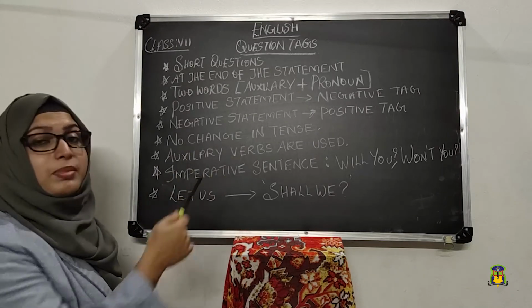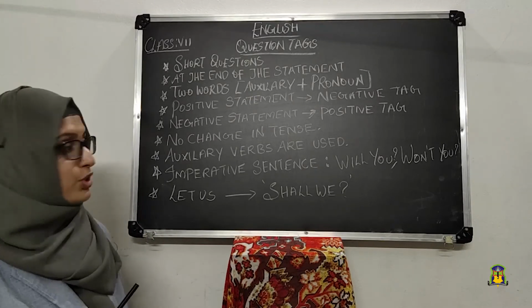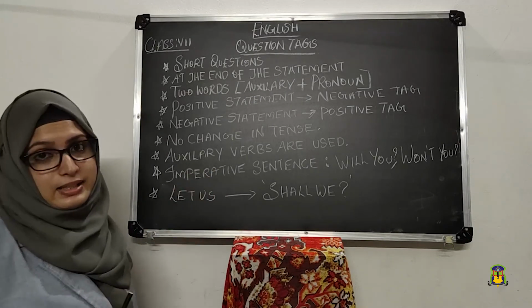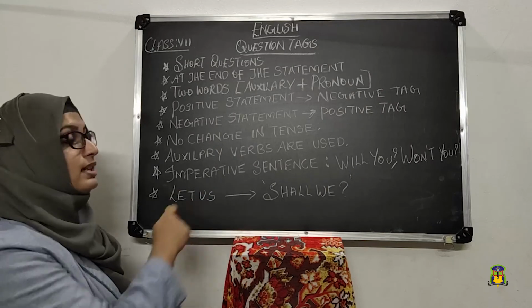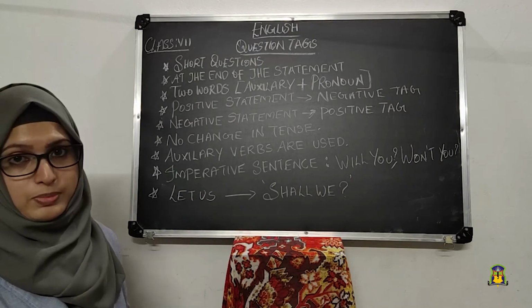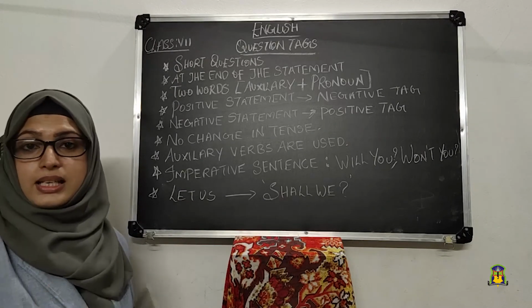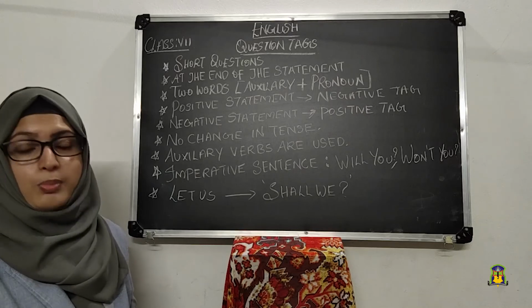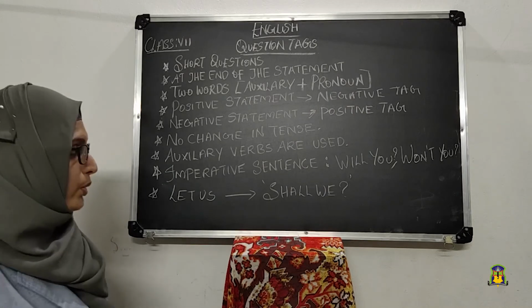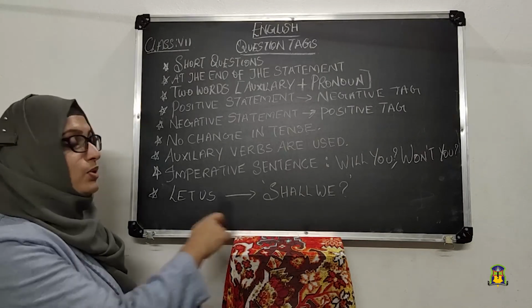Then, positive statement, negative tag will come. Negative statement, positive tag will join. Then no change in tense. Tense will not change. Auxiliary verbs are used. If is or am or are are not there, we will replace it with the do verbs. Okay. Imperative sentence: if negative touch is coming, we have to use will you. Positive statement, we have to use won't you. Let us: if the sentence is starting with let us, we have to use shall we.